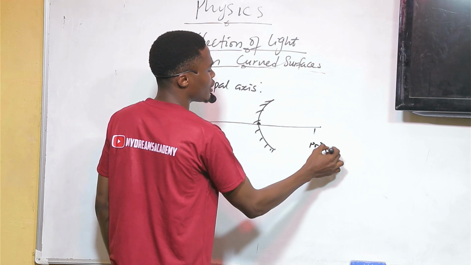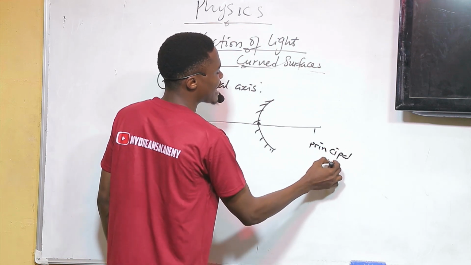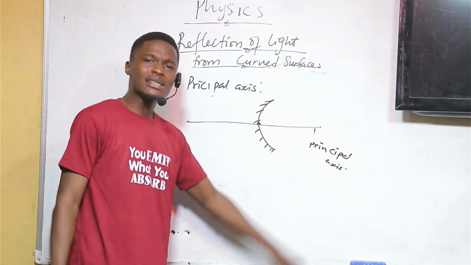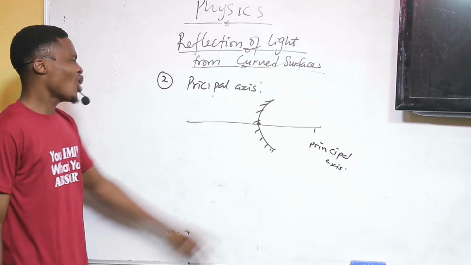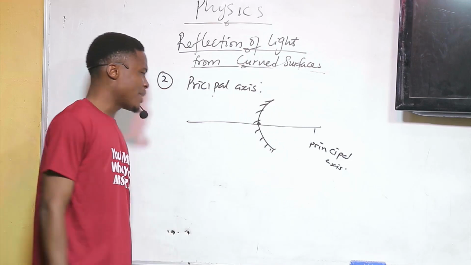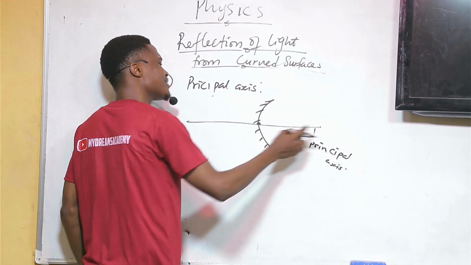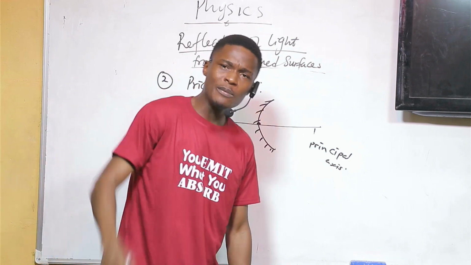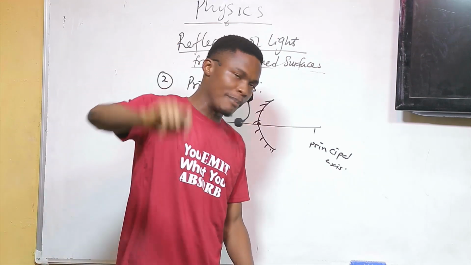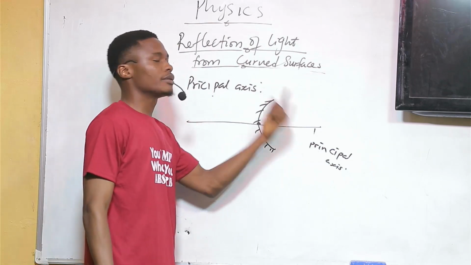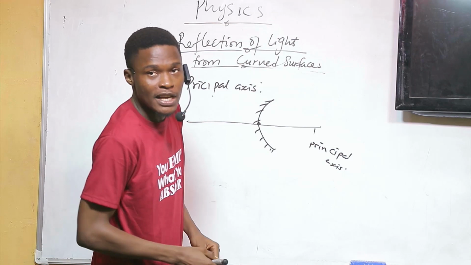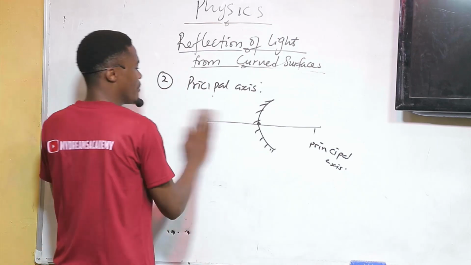So we are going to be seeing a lot of this. This is called the principal axis. The principal axis of that what? Of that mirror. So that ray of light that passes through the center of that mirror or through the pole of the mirror without getting reflected, very important, is called principal axis. The same thing is applicable if it was a convex mirror. That is term number 2.